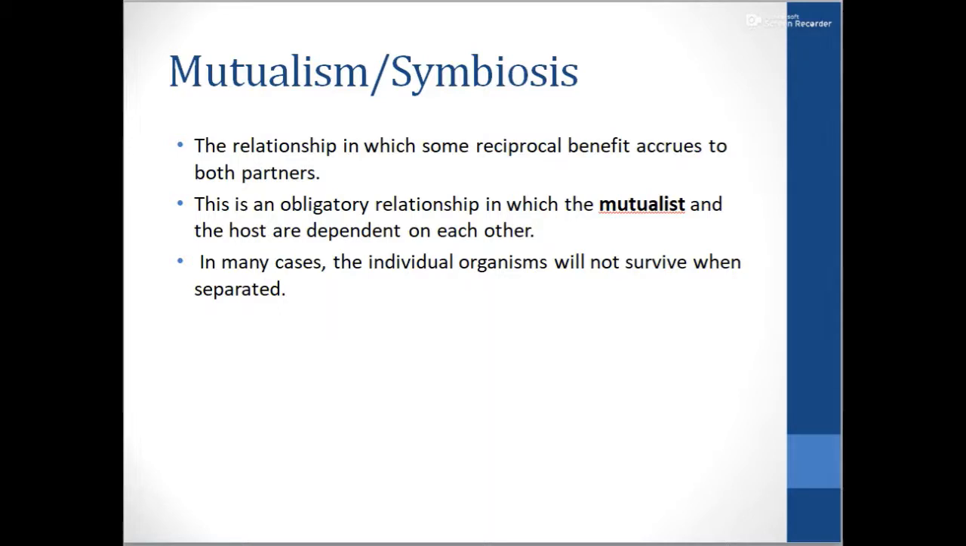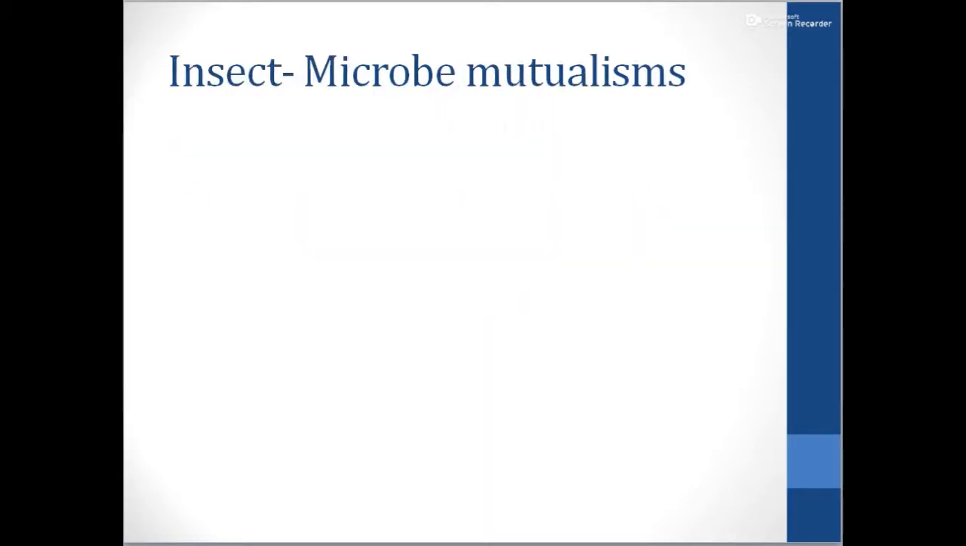Of course, we also have various other examples of symbiotic relationships, such as nitrogen-fixing bacteria with plants, and we will come across these examples in the respective sessions on nitrogen fixation. Now, I would like to talk about insect-microbe mutualisms.